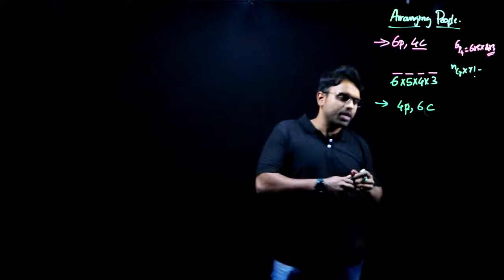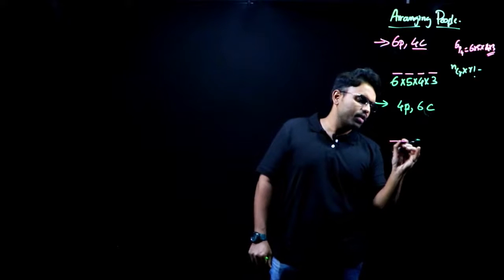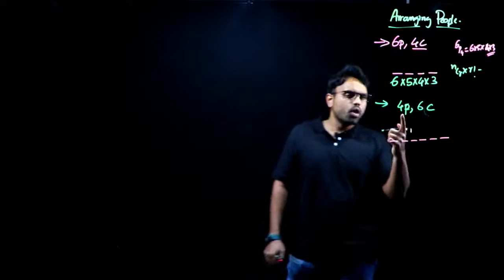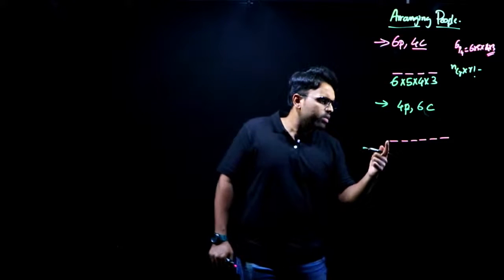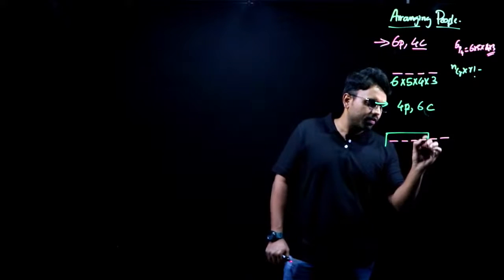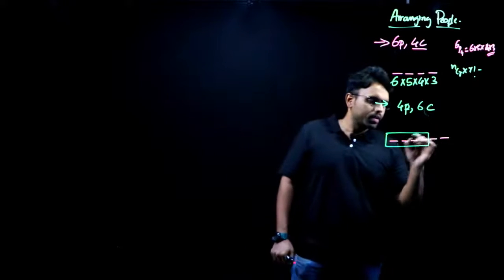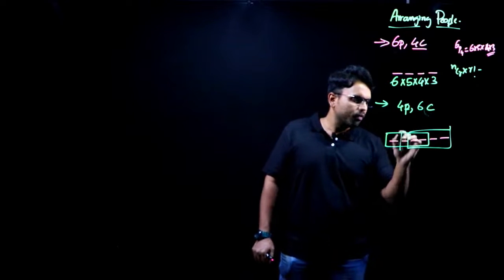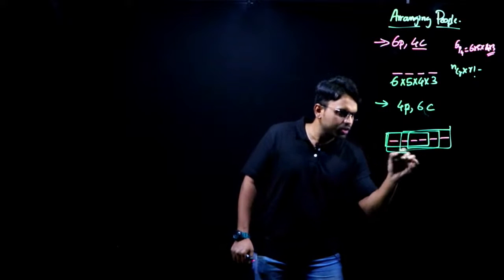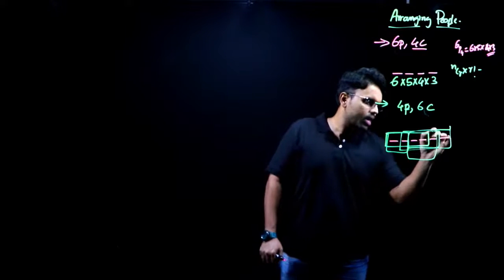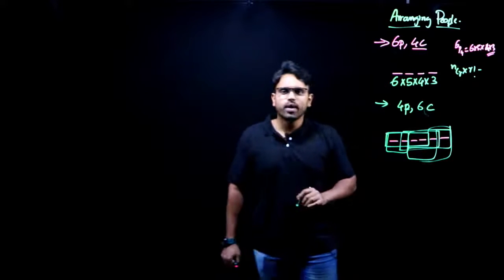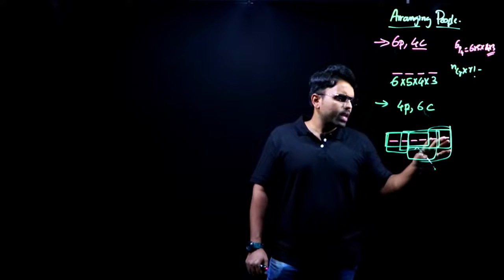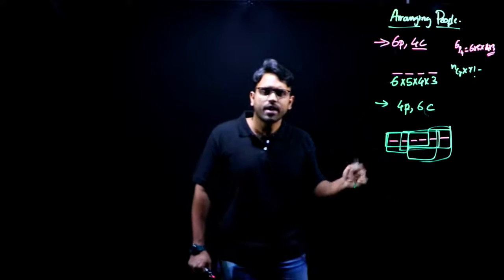Now, what is it that I do every time? I have to draw the chairs: 1, 2, 3, 4, 5, 6. I've drawn the 6 chairs now. Now, 4 people are there, 6 chairs are there. These 4 people can occupy the first 4 chairs, or the last 4 chairs, or the middle 4 chairs, or the first 2 and the last 2. Yes, they can do it any way.